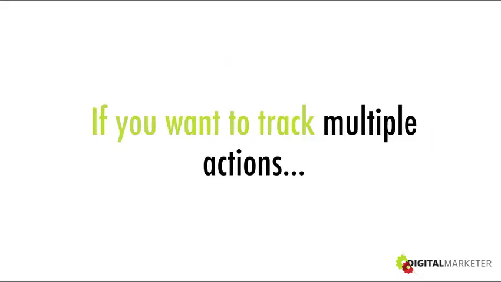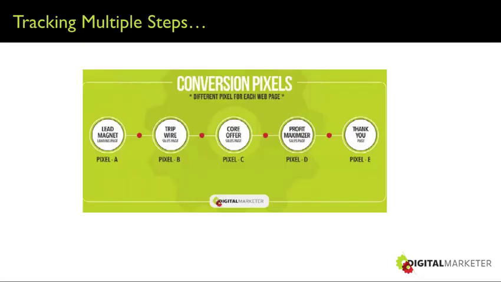But if you want to track multiple actions, right? Say you're asking them to opt in, and then on the next page, you're asking them to buy a $7 product. So you have multiple actions. Someone could opt in, buy a $7 product, maybe buy a $40 product. You're taking them through a marketing funnel. If you want to track multiple actions, it gets a little more complicated, but it's totally doable in Facebook.